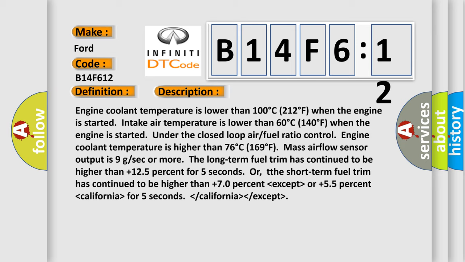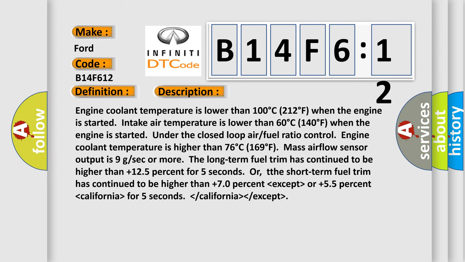Engine coolant temperature is lower than 100 degrees Celsius, 212 degrees Fahrenheit. When the engine is started, intake air temperature is lower than 60 degrees Celsius, 140 degrees Fahrenheit. When the engine is started under the closed loop air fuel ratio control, engine coolant temperature is higher than 76 degrees Celsius, 169 degrees Fahrenheit. Mass airflow sensor output is 9 g/s or more. The long-term fuel trim has continued to be higher than +125% for 5 seconds or more. Short-term fuel trim has continued to be higher than +70% (except California) or +55% (California) for 5 seconds.